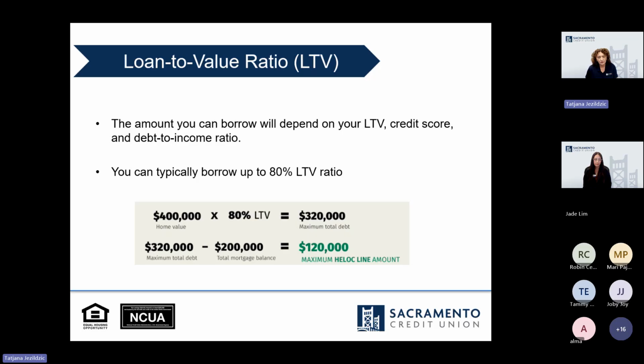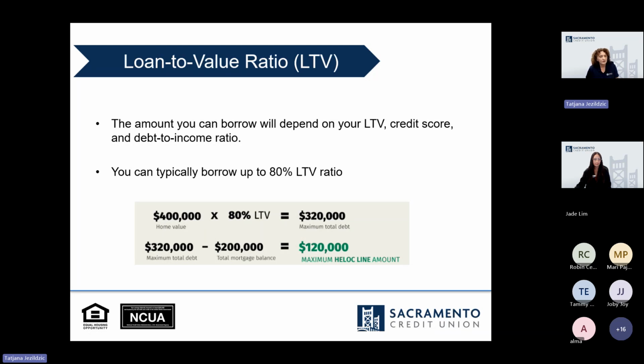Now, let's say that your home is valued at $400,000. You're going to multiply that by 80%, so you get $320,000. If you deduct your mortgage balance or any other liens you have on your property, you will get the amount that you can borrow against for home equity loans and lines. So 80% of that is 320. You deduct your mortgage of 200, you get a $120,000 maximum HELOC line amount. Now, keep in mind that at Sacramento Credit Union, on HELOCs we go only up to $100,000.